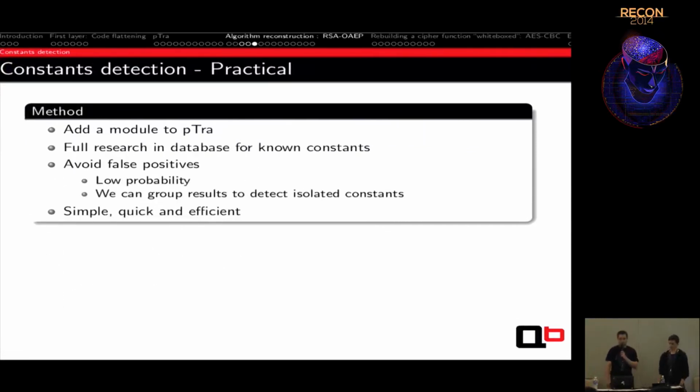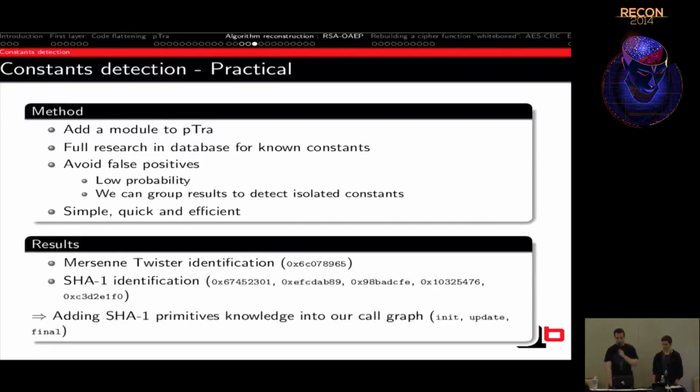So in practice, our method is to add a module to Petra. It's a simple Python script where we wrote a list of constants and the algorithms associated, and then we do a full search in the Petra database for these constants. We didn't find any false positives, but it can happen. But we think there is a low probability for it, and if you have some false positives, you can remove them by grouping the results. So we remove isolated constants. So it's a very simple, quick, and efficient method.